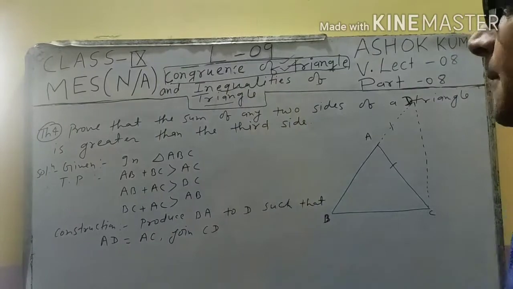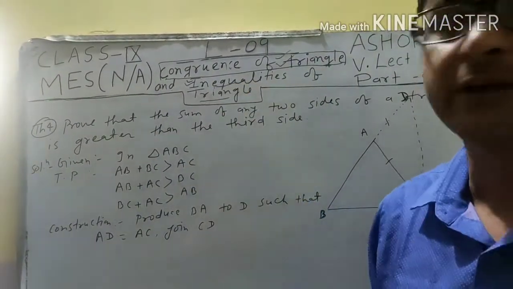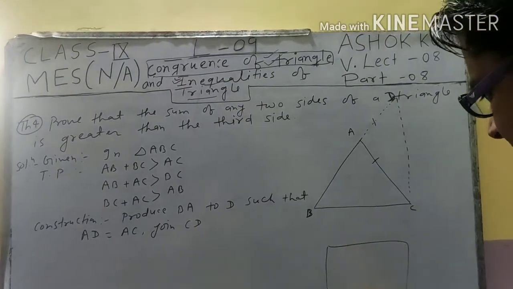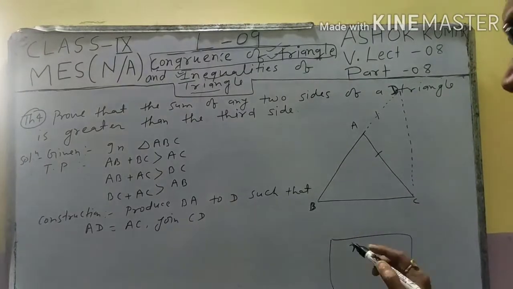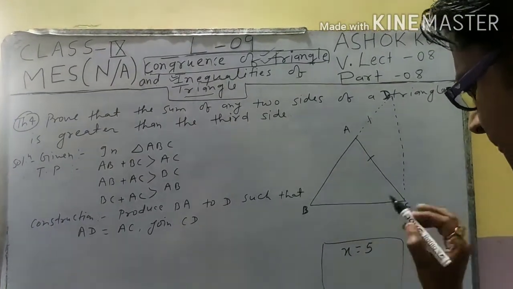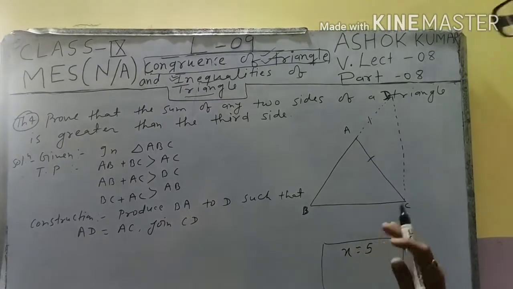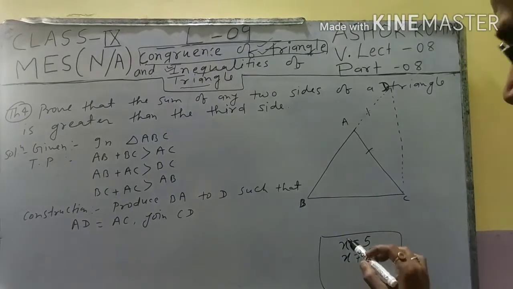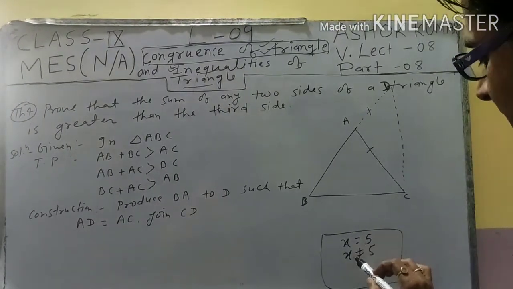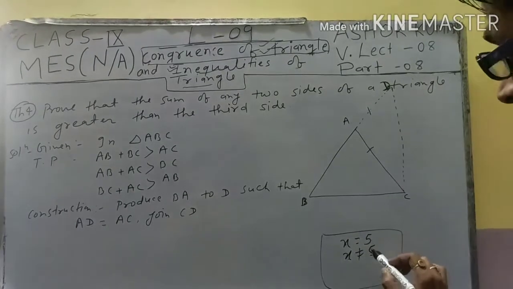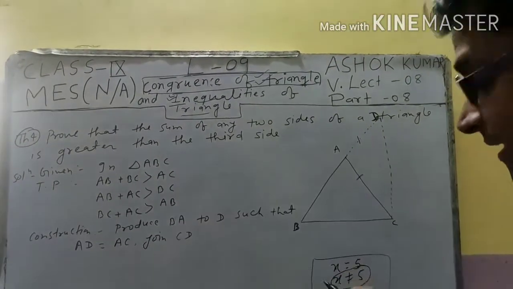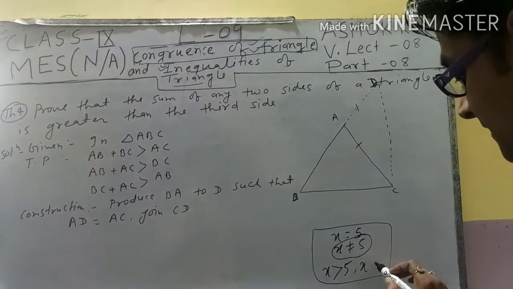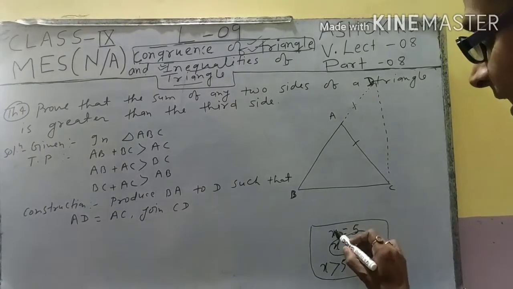Inequalities of triangle. First of all, students, you have to know what inequality is. Inequality means, in general words, we can define the inequality sense. Suppose some variable contains some constant value, suppose 5. If x is equal to 5, or if x is not equal to 5, there are two things. So in this scenario, there are two things. First one is either x is greater than 5 or x is less than 5.